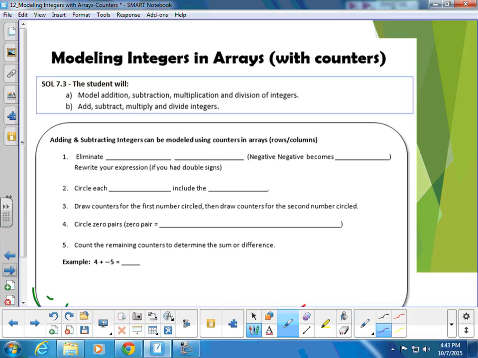We're going to take our notes and then we'll jump into practice problems. Notes aren't real long, so it shouldn't take real long. All right, remember our first step is always to eliminate double signs. Like if I have a negative, negative, that becomes positive.